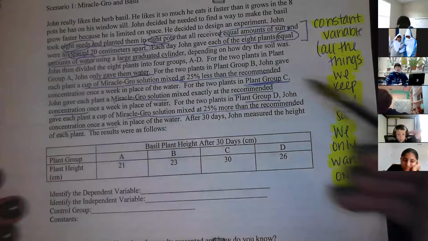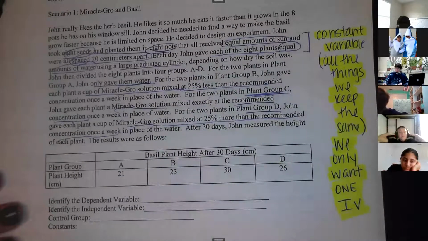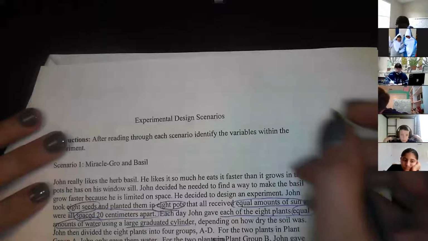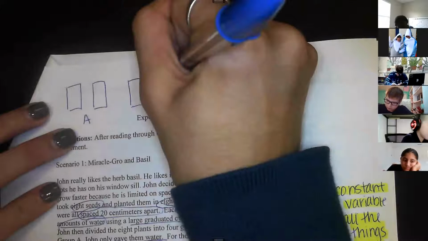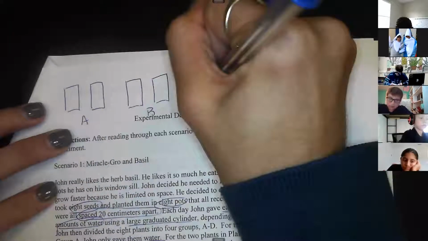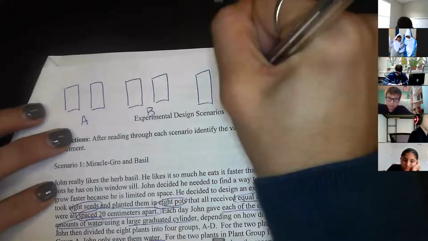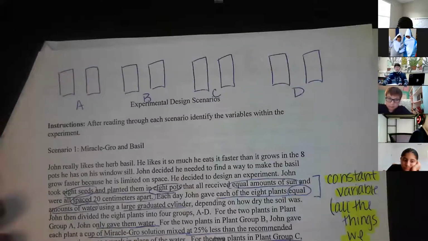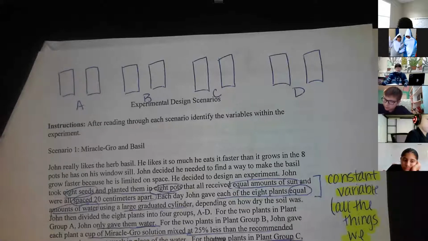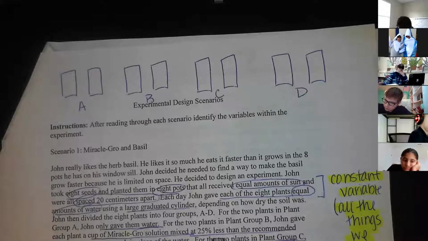So we're going to draw this out. Because remember, he has 8 plants. So draw 8 pots at the top. 1, 2, group A, 3, 4, group B, group C, group D. Sometimes drawing out the experiments helps. So I've got plant group A, plant group B, plant group C, and plant group D.